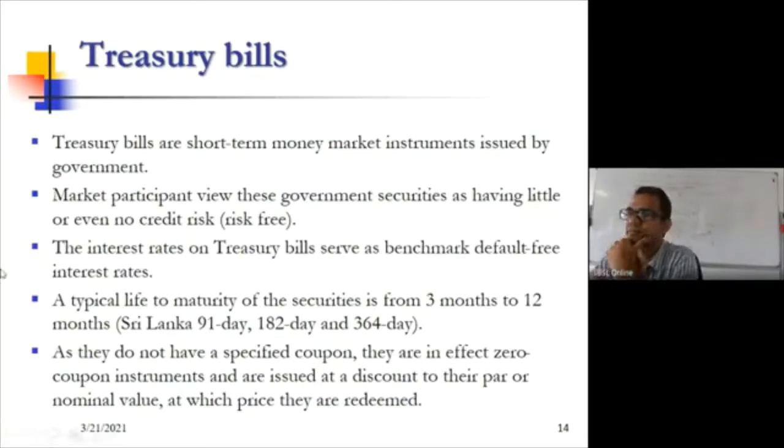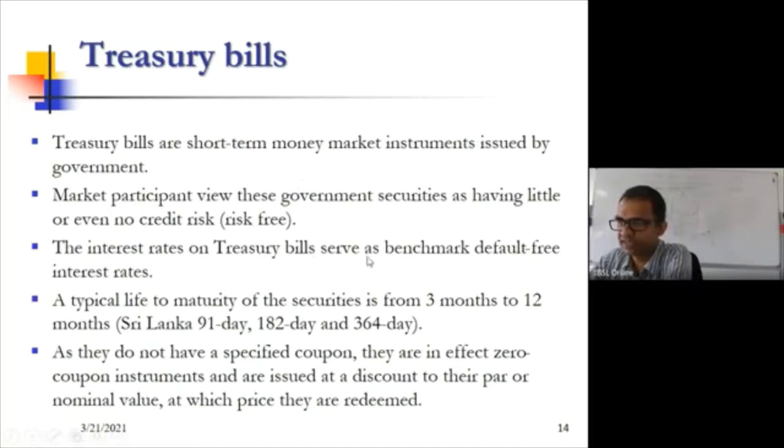Since it's issued by the government, we consider them as risk-free instruments. What does it mean by risk-free? There is no credit risk, but other risks are there. What does it mean by no credit risk? We assume the government is not going to default on that. The government will pay you the maturity value on the maturity date. But there are some other risks when you invest in government securities, or in this case treasury bills.